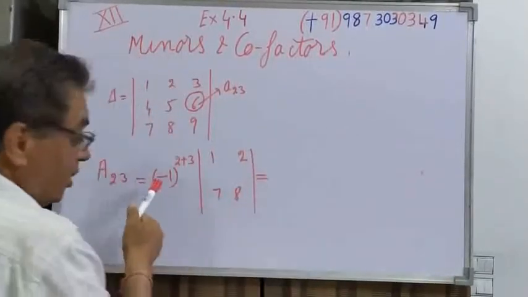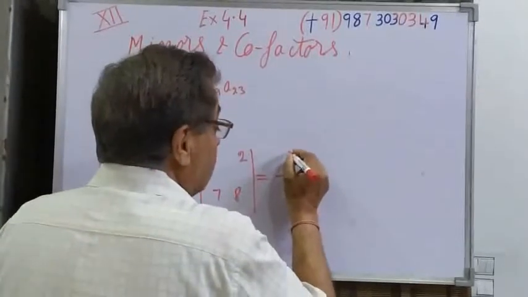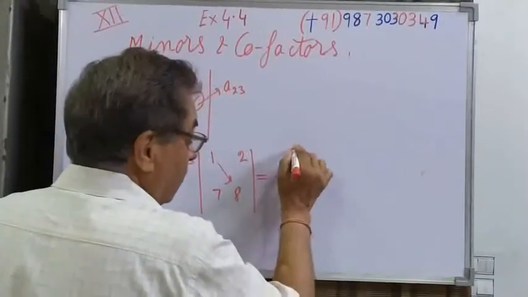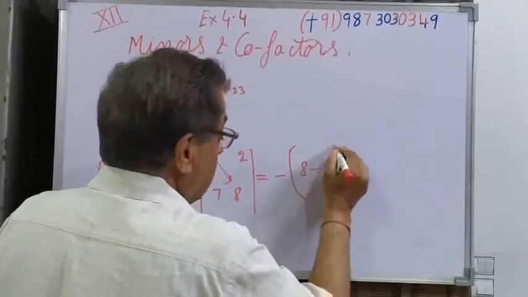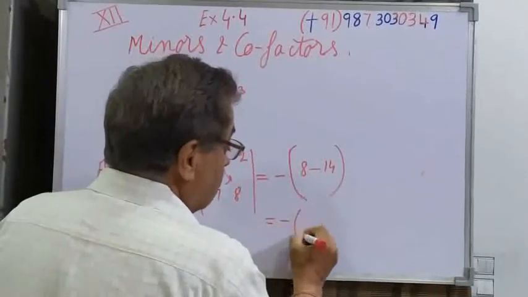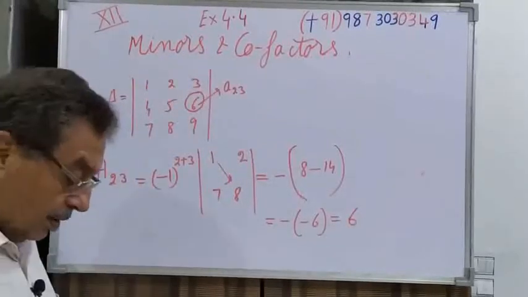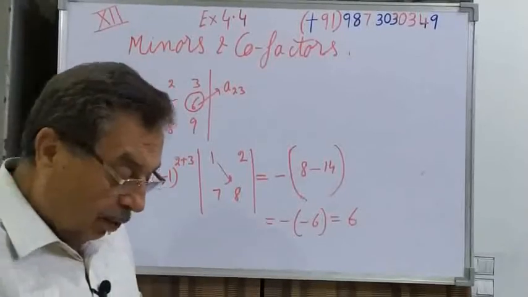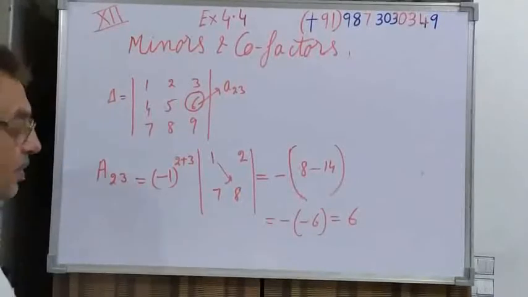Then this further gives us minus 1 to the power 5, times the determinant, which is 1 eight is 8, minus 14. Minus 14 gives us minus of minus 6, which is equal to 6. So this is the cofactor of this element. The cofactor of the 6 comes out to be 6.